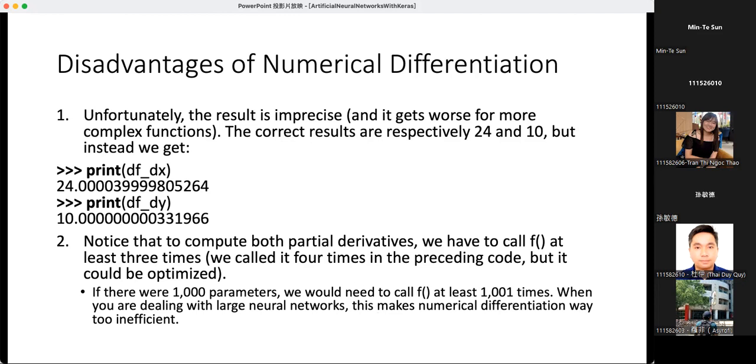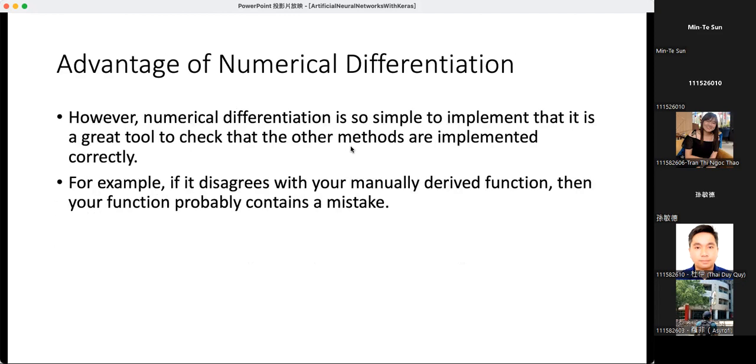So is there any way that we can work around these problems? So far for numerical differentiation, we have two issues. First, it is inaccurate, right? The second one is that it's not efficient. So let's see if we can first solve the first problem, the inaccuracy. The advantage of numerical differentiation is that it's very simple, and so you can use it as a tool to check whether any method you implement is correct or not. So this is an advantage of numerical differentiation.